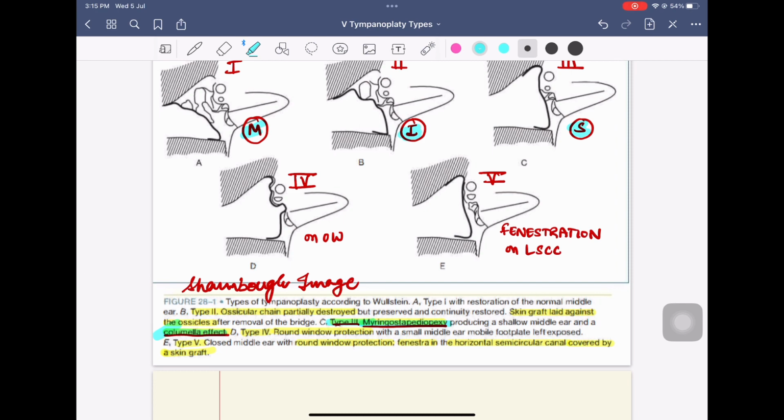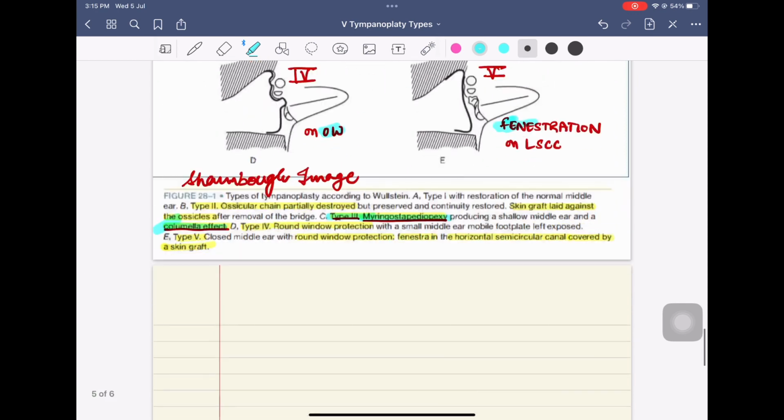Now type 4 is when we are placing the graft on the oval window, and type 5 is when we are making a fenestration in the lateral semicircular canal. This is all about the different types of tympanoplasty.